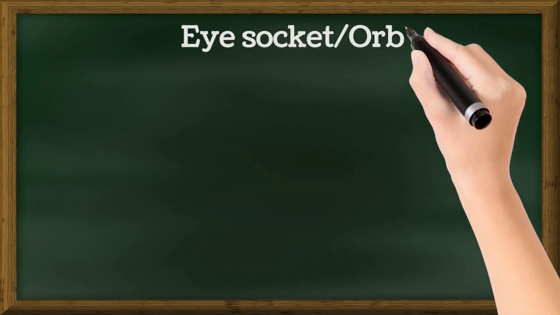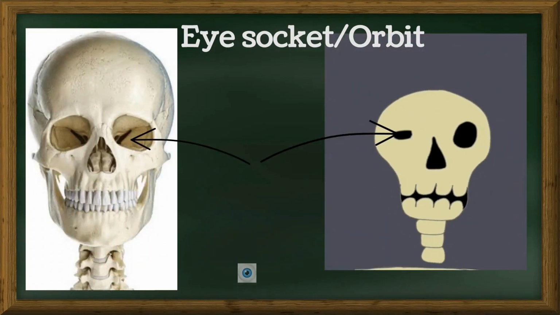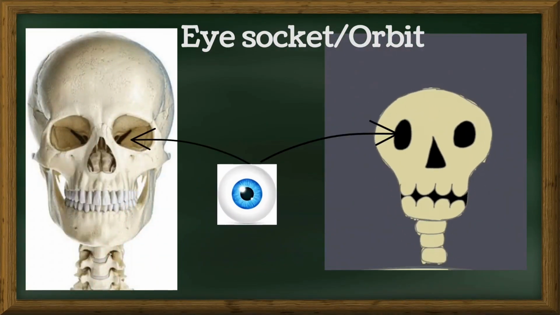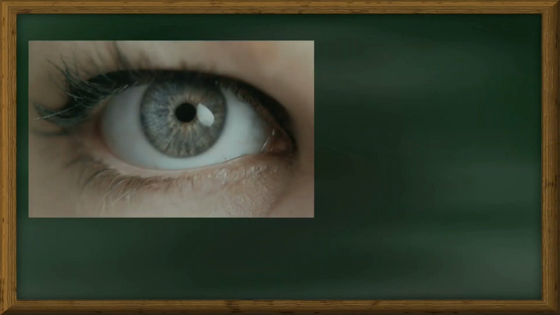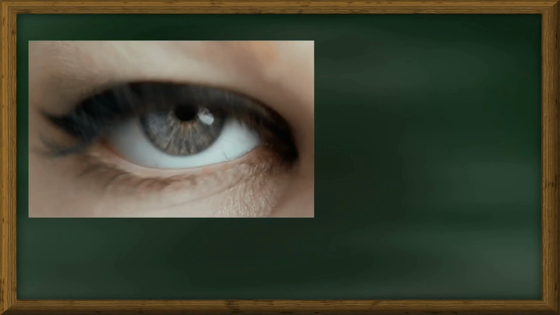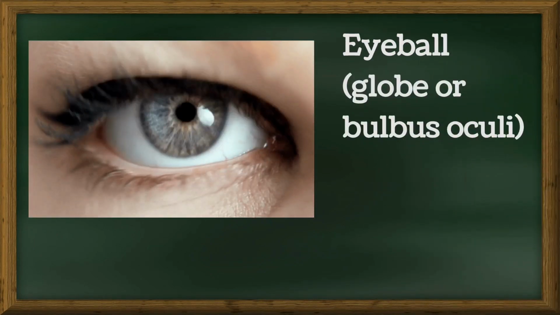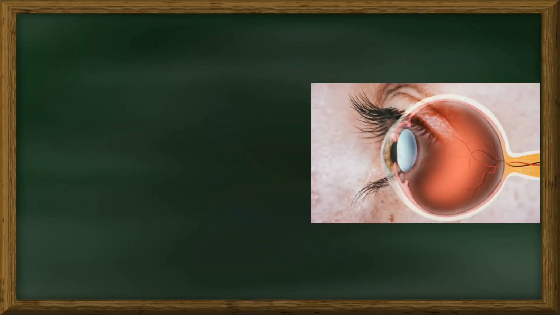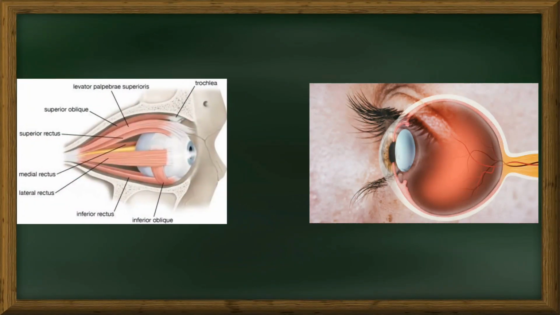The eye socket, medically referred to as the eye orbit, is the protective bony cavity that provides a secure space for the eyeball to reside within the skull. Indeed, my friends, when you gaze into someone's eyes, those eyes are indeed spherical. Eyeball, also called globe or bulbous oculi. Friends, please direct your attention to this image to better understand how the eyeball is positioned and accommodated within the protective eye orbit or sockets.